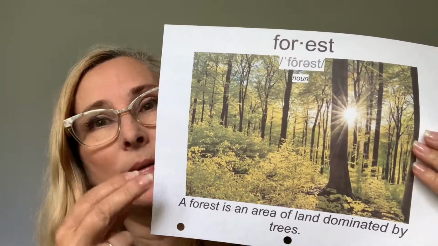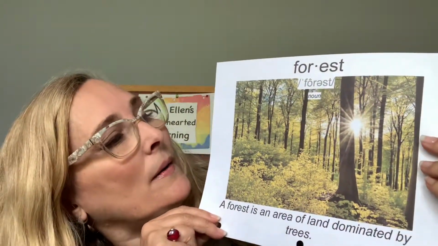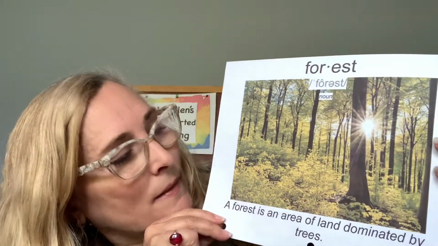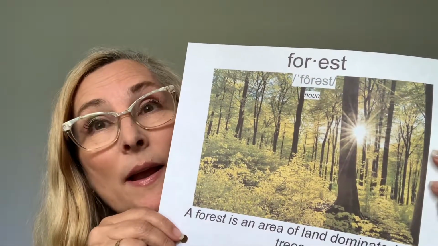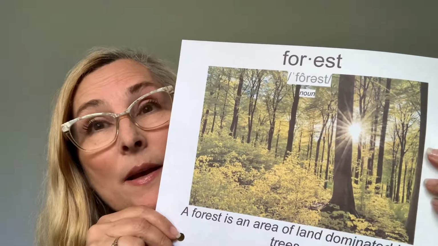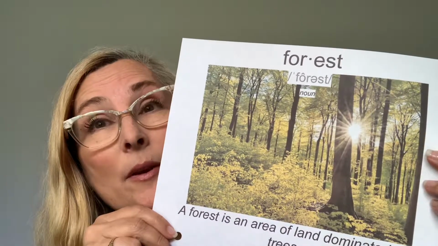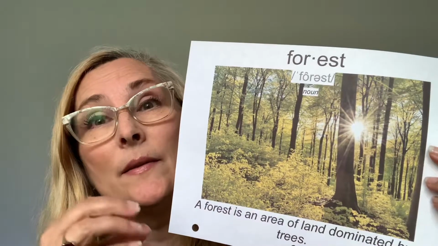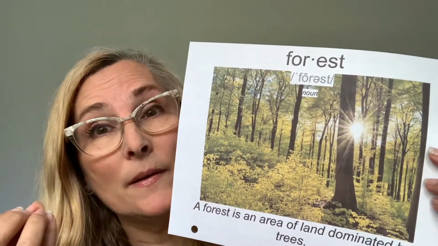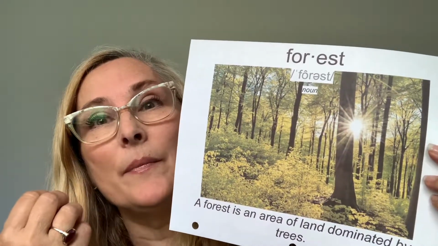It's forest, and this is a noun as well. It's an area that is dominated by trees. Now there can be several different kinds of forests. There can be a deciduous forest, there can be a fir forest. Deciduous would be the trees that drop their leaves. A fir is like pine trees. And there can be a rainforest.